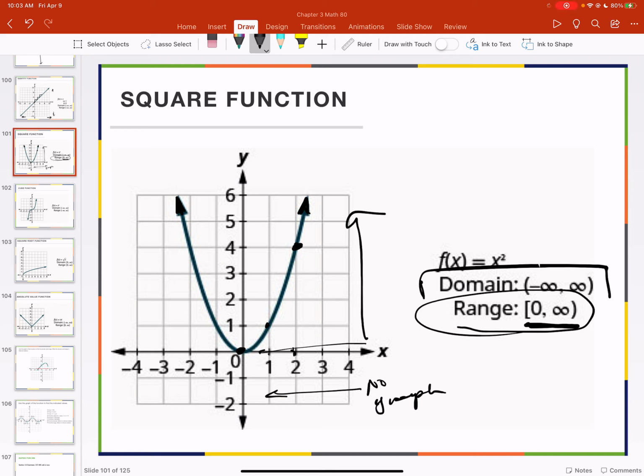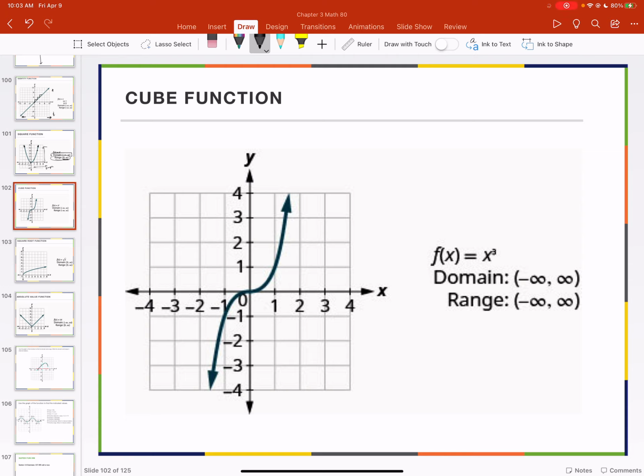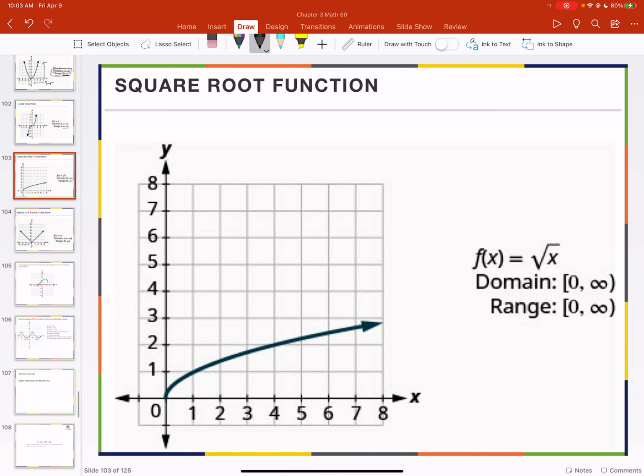Cubic function, x cubed. Domain is the same as a line, negative infinity to positive infinity, and the range is the same because it opens outwards. Square root functions are also very popular. Square root of x. It starts at 0, 0. You can't take the square root of a negative number. So we just go from 0, 0 and on, and as x increases, y also increases.